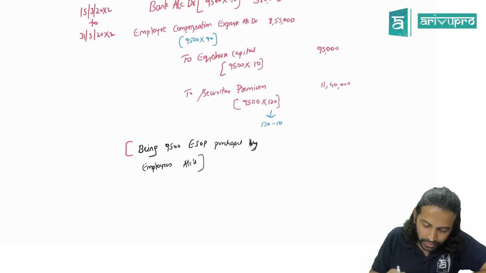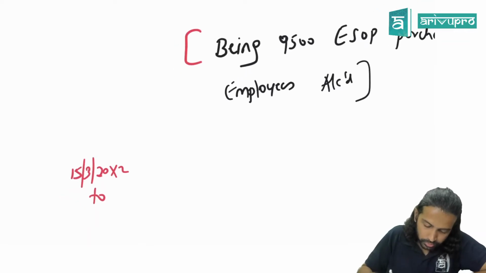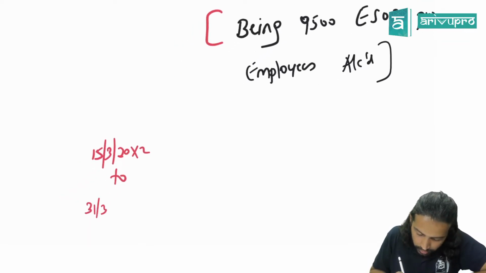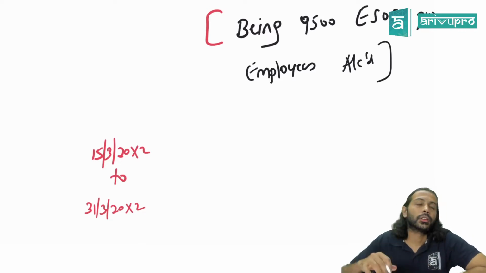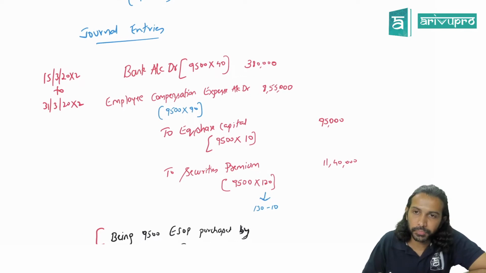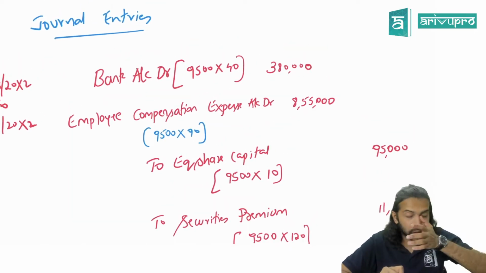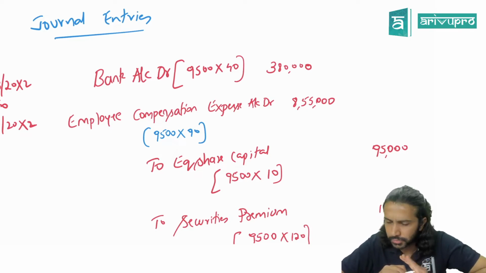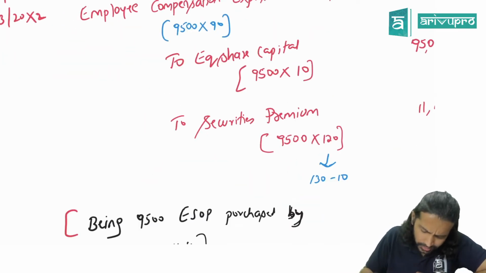Okay. One more entry. Can we do 15th March 20x22? Again, the date for this entry they have not given, so I'll write the same date. Did you get any loss in this problem? That loss only we're calling as employee compensation expense account. All loss goes where? P&L. So the next journal entry is transfer to P&L.